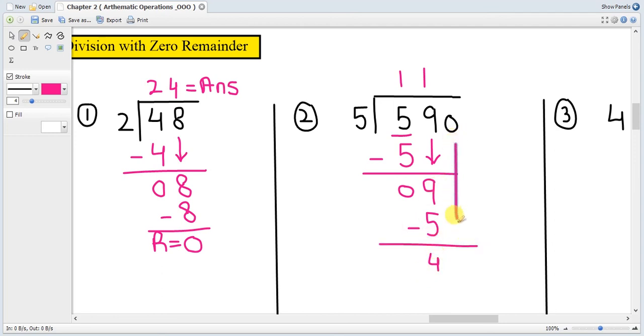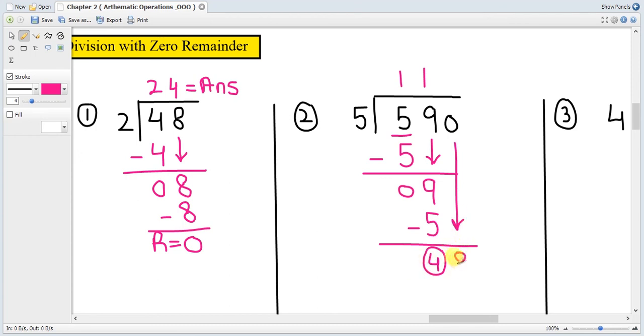Now shift the next digit, which is 0, down. So never forget to shift the next digit down, right? Otherwise your answer would be wrong. Before shifting that number down, first check whether this 4 is bigger or smaller than your divisor, which is 5. So 4 is smaller than 5. In the 5 times table there is no 4 because the 5 times table starts with 5, right? So this is the reason I'm going to shift the next digit down.